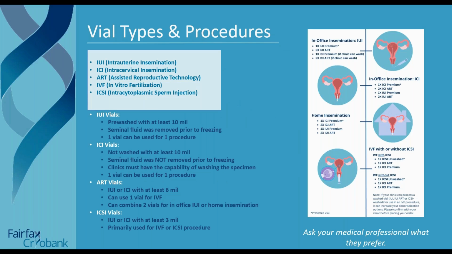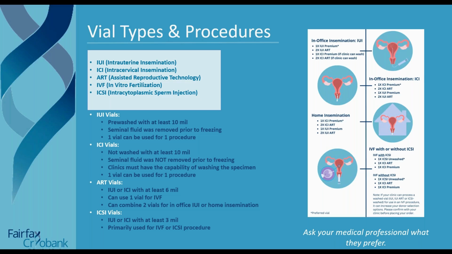This is the part where you're going to want to collaborate with a medical professional when you are thinking about the vial types and what procedure. There are different acronyms for these vial types. IUI, which is intrauterine insemination. That's where a catheter would be put into the uterus for an insemination procedure, generally done in a physician's office.